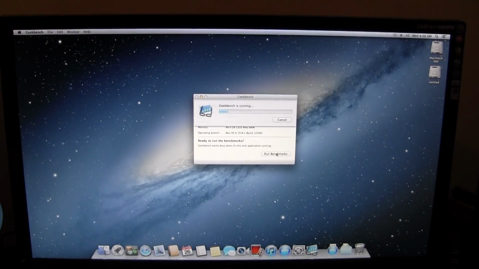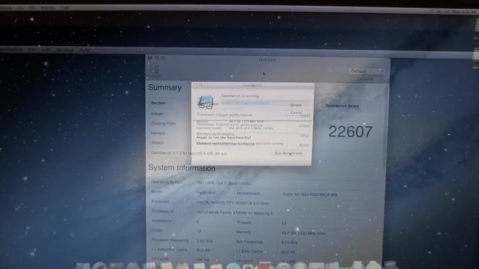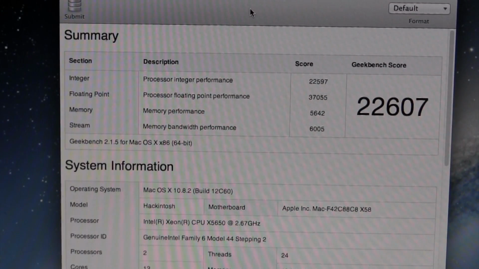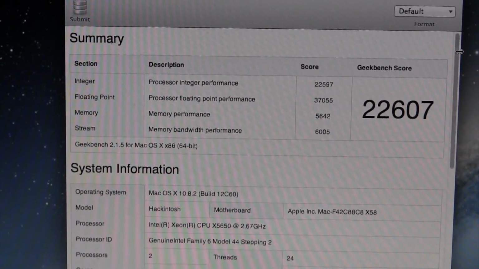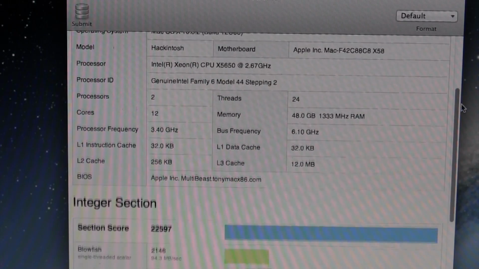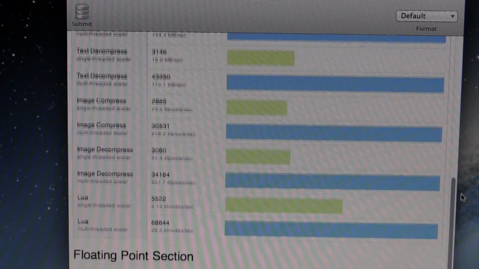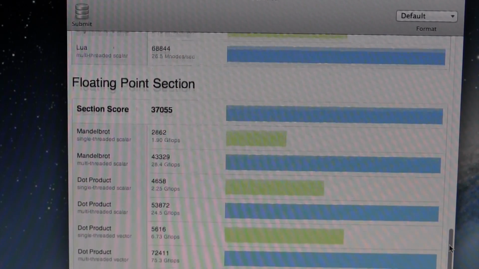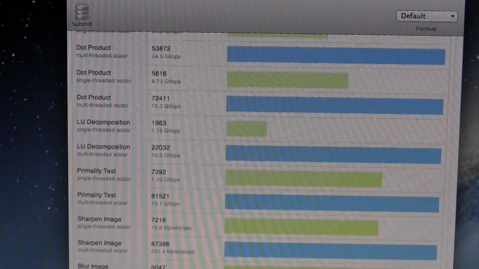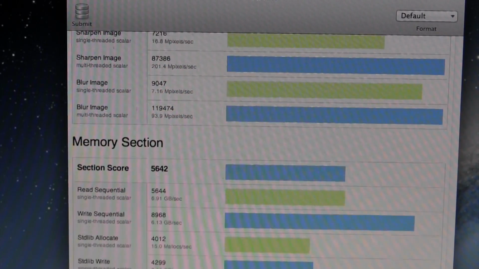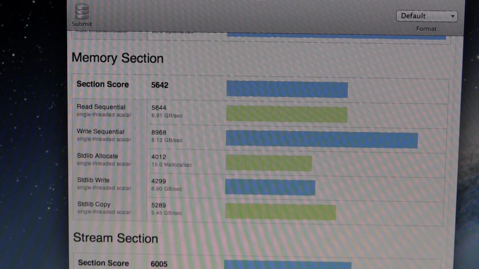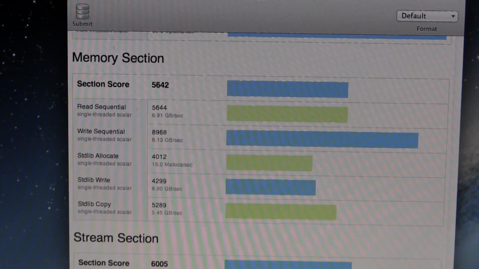After letting Geekbench work its magic, the number it spit out at me at the end is 22,607. Keep in mind that the stock speed of these Xeon processors is 2.6 GHz. I have overclocked it 0.8 GHz, roughly of course, to about 3.4 GHz to achieve these results. I've also run a 24-hour M-Prime stress test at 100% on all 24 threads to ensure stability.